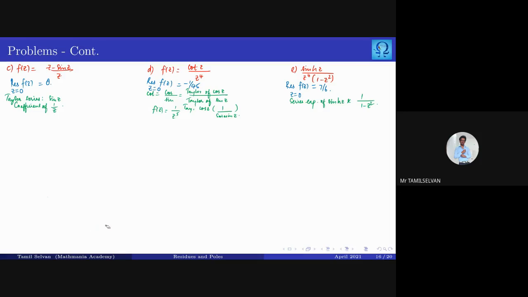I hope this is the way in which all of you have worked it out. Whether you believe or not, this is the way in which you have worked it out. Right? Now let us move to the next problem.